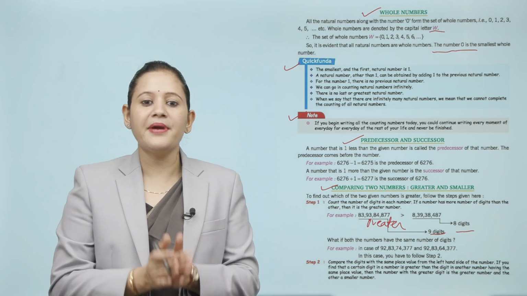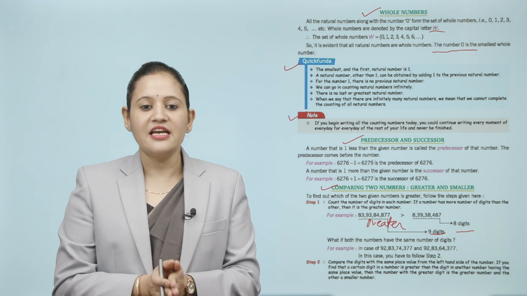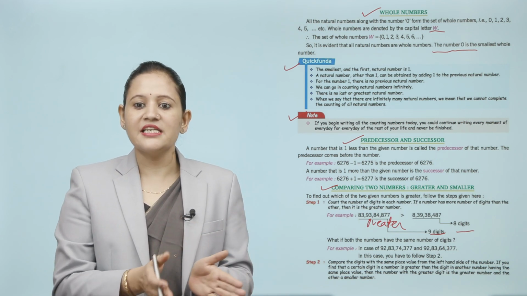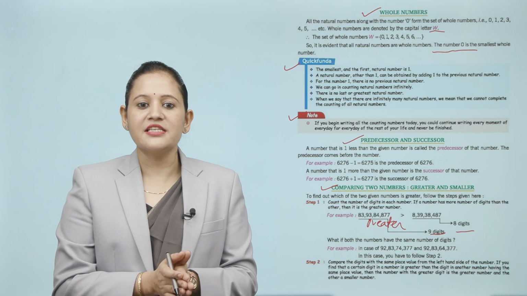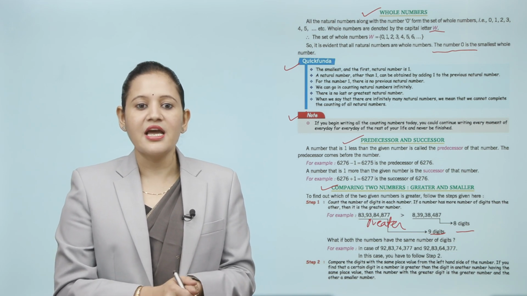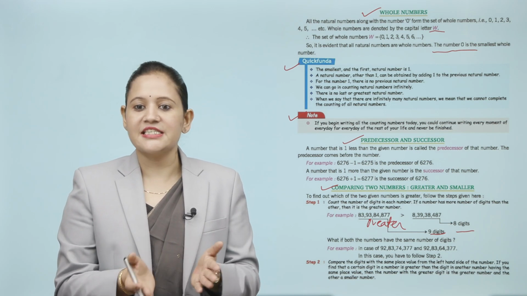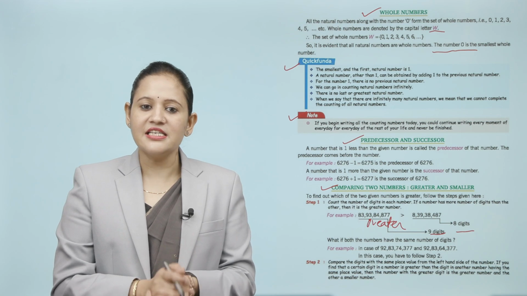Step 2. Compare the digits with the same place value from the left hand side. Left hand side से compare करना start करेंगे. If you find that a certain digit in the number is greater than the digit in another number having the same place value, then the number with the greater digit is the greater number and the other is the smaller number.